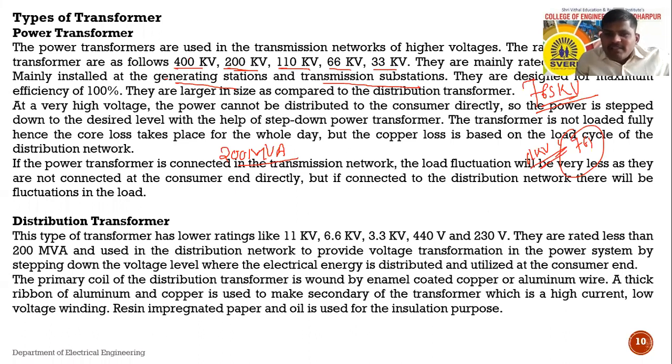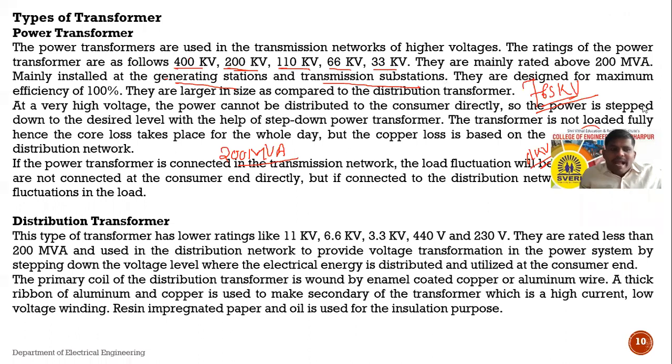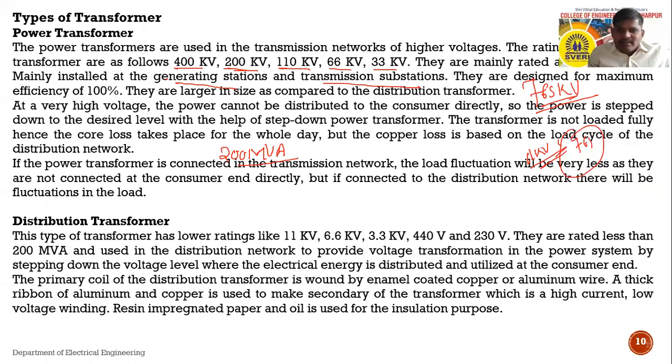This power transformer is generally designed for a maximum efficiency of 100%. Okay, so the power transformer is generally designed having an efficiency of 100%. They are large-size transformers as compared to distribution transformers. Compared to a distribution transformer, its size will be large.